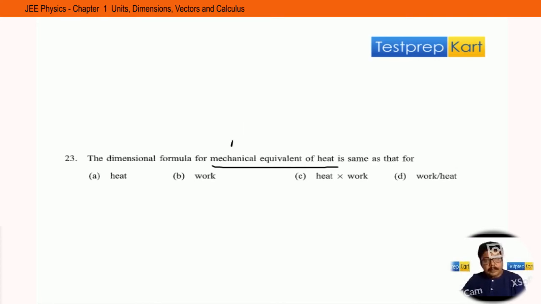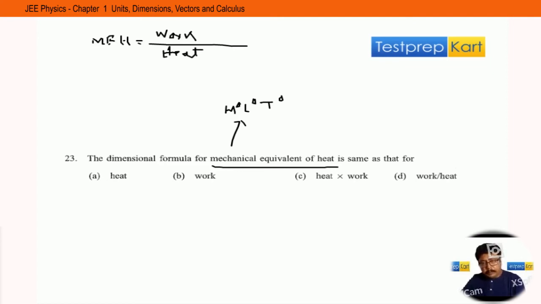So, mechanical equivalent heat is dimensionless. So, its dimension is M to the power 0, L to the power 0, T to the power 0. Why? Because mechanical equivalent heat means what I said to you now. It is work by heat. So this formula we get over here. So this is the correct answer.